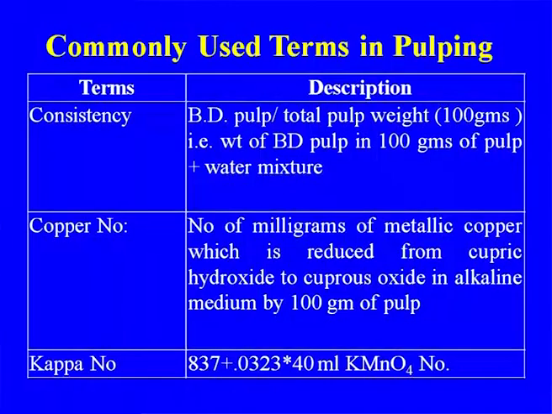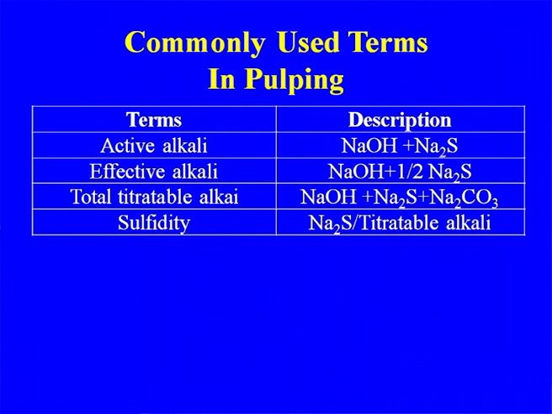The kappa number is also a measurement for the degradation which is taking place, especially in case of the hypochlorite. Kappa number, it is just like your permanganate number. These are some of the other terms that we are using in case of the pulping liquor, that is the active alkali, effective alkali, total titratable alkali, and the sulfidity.